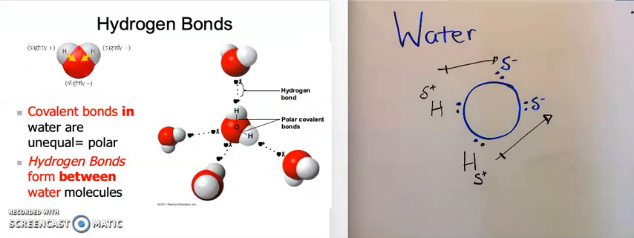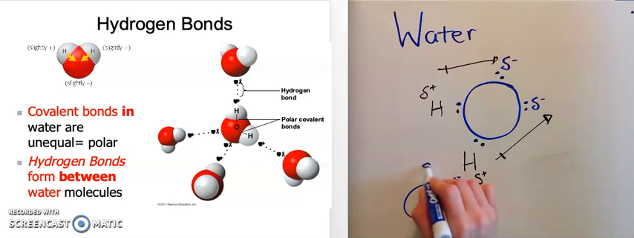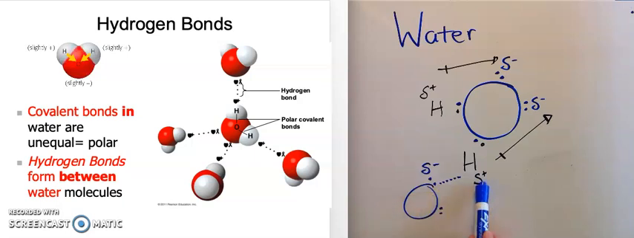Because water is a polar molecule and because it has positive sides and negative sides, these opposite partial charges can be attracted to one another. So the positive charge on one side of a water molecule can be attracted to that opposite negative charge on a different water molecule. And this attraction between opposite partial charges is called a hydrogen bond.